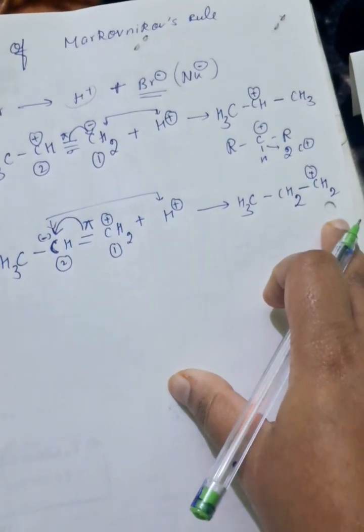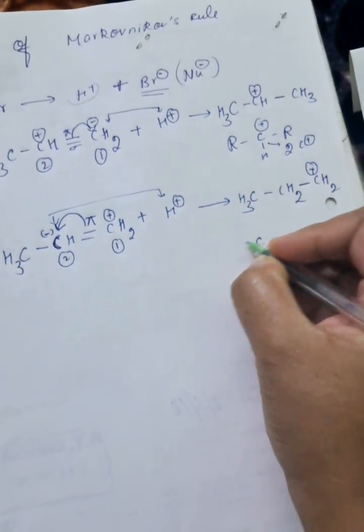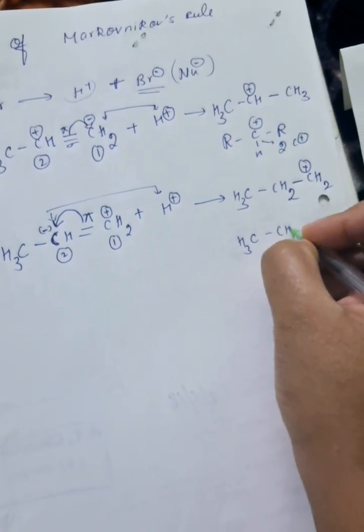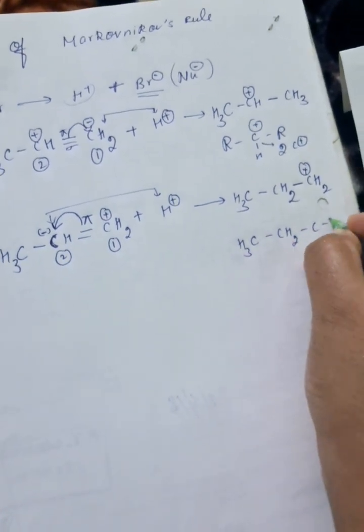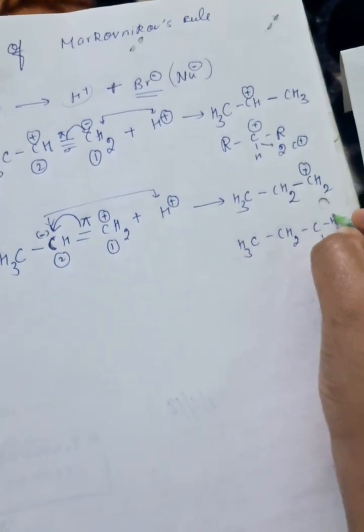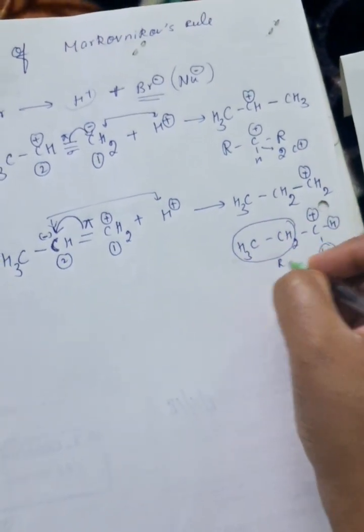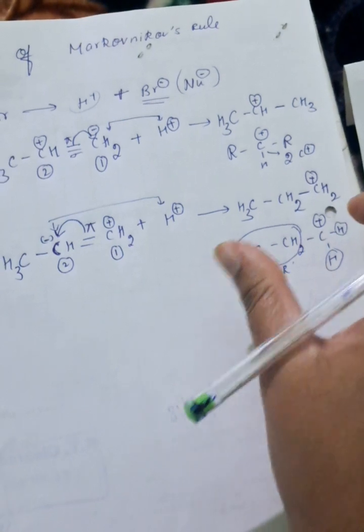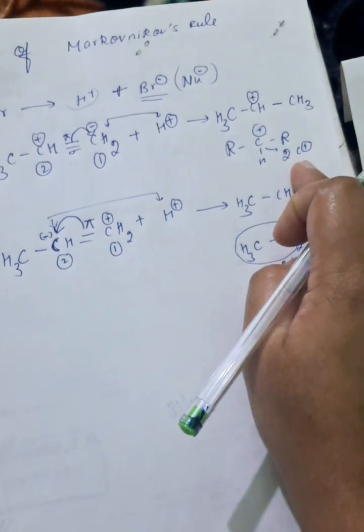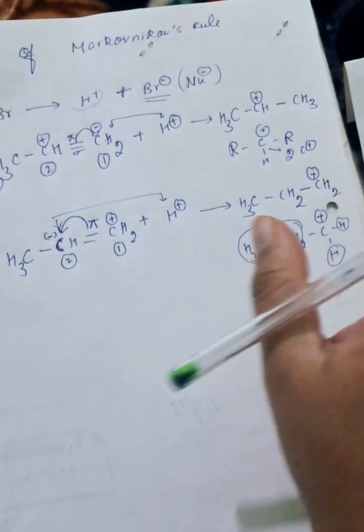Okay, now this is what type of carbocation? So it is a primary carbocation. It is a primary carbocation because there are 2 hydrogens and there is 1 alkyl group. And you should know the stability. Is primary carbocation more stable or secondary carbocation?